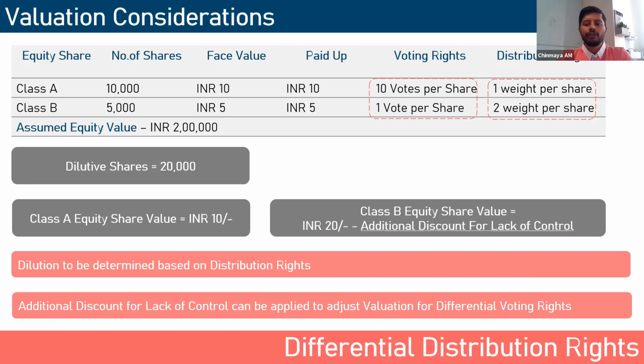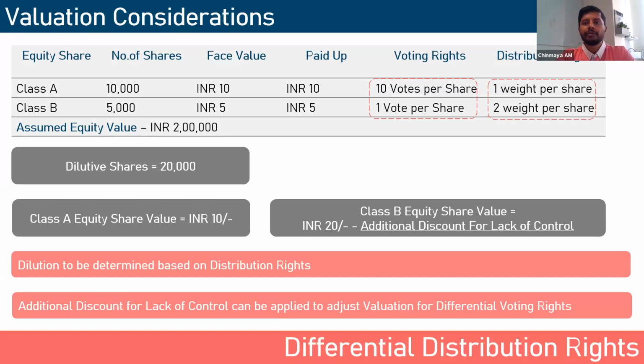Okay, so in all of these categories we saw examples earlier, we saw equal distribution. So in case distribution rights are different, how do we see it? We saw both categories in all examples having equal pari passu rights. If they are different, how do we value it? So in this similar example, class A, class B shares, voting rights are the same as the last example: class A 10 votes, class B 1 vote. However, for distribution rights, class A has 1 weight per share, class B has 2 weights per share.